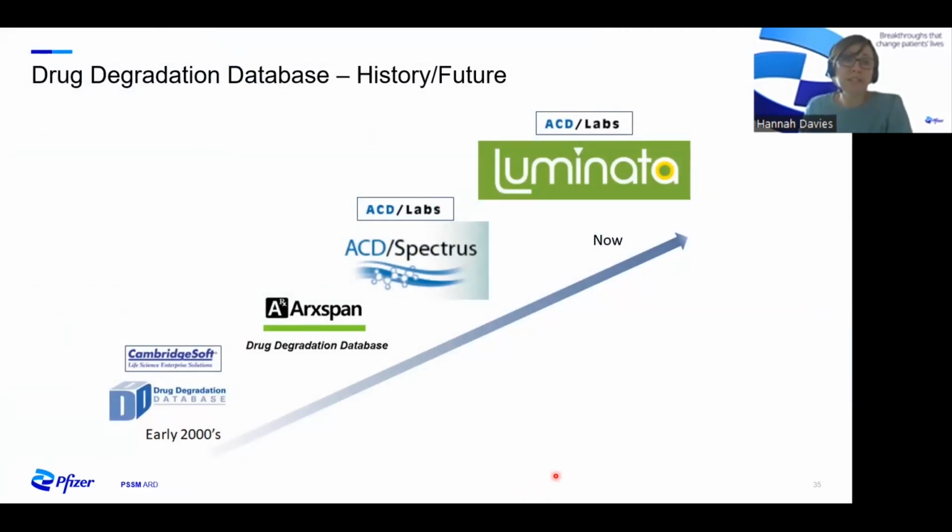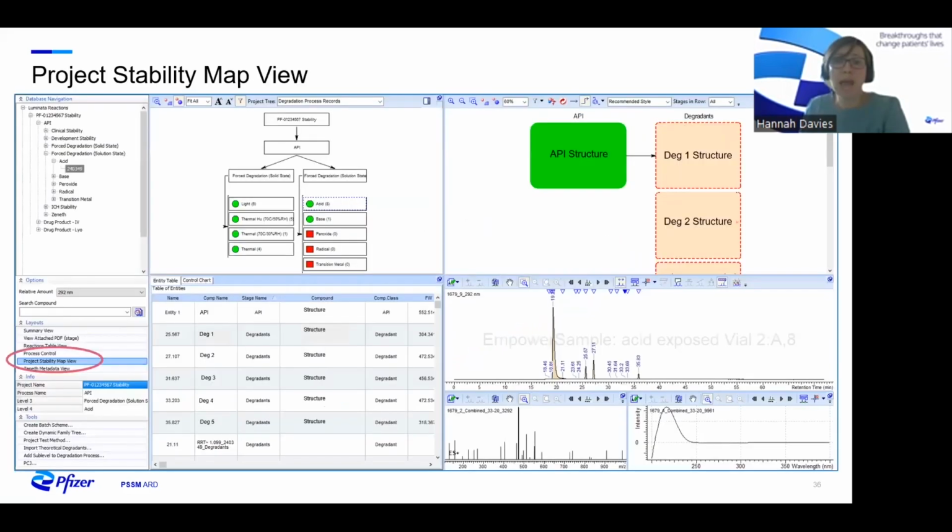So drug degradation, over the past 20 years, the databasing of drug degradation has evolved from the early days of Cambridge Soft drug degradation database through ACDLabs Spectrus and now into Luminata that we have today. And we've worked with Luminata to build some custom views within Luminata.